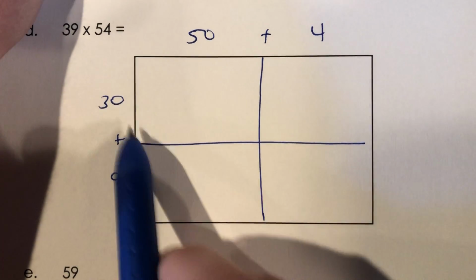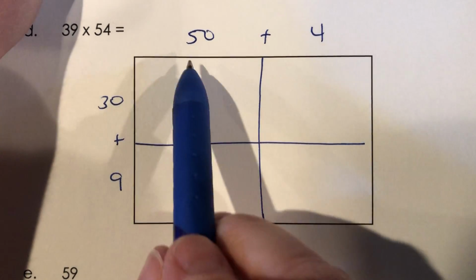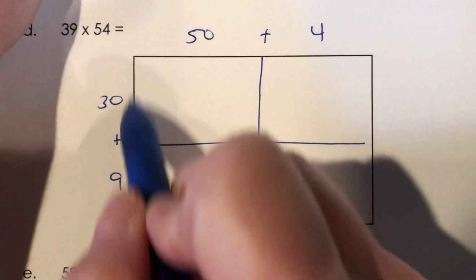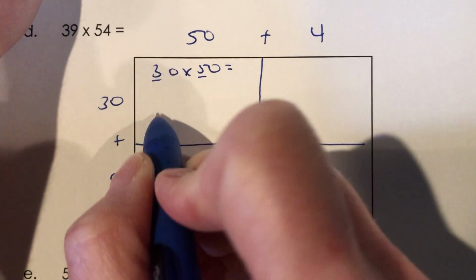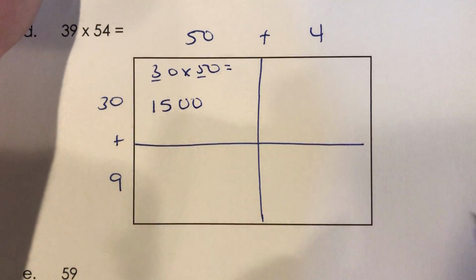All right, now we're going to find the partial product. We're going to find each of these. So 30 by 50, the area would mean 30 times 50. 3 times 5 is 15, and we have 2 zeros.